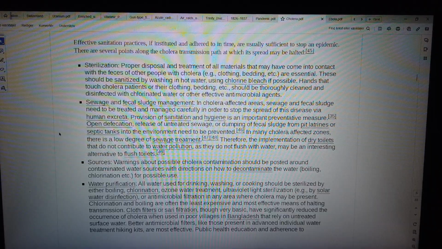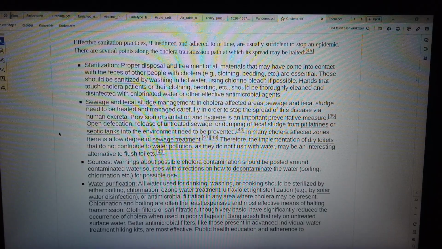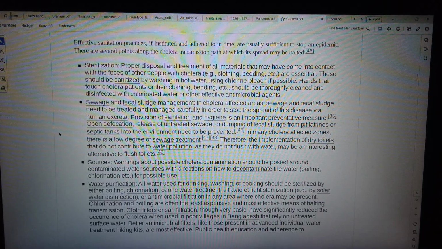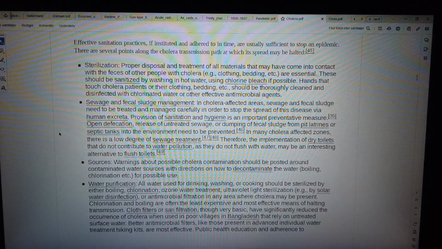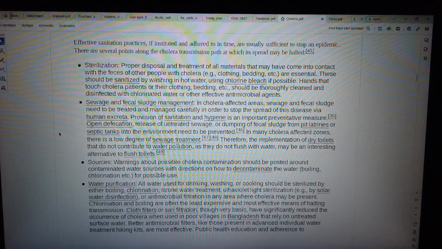Sewage and fecal sludge management. In cholera-affected areas, sewage and fecal sludge need to be treated and managed carefully in order to stop the spread of this disease via human excreta. Provision of sanitation and hygiene is an important preventative measure. Open defecation, release of untreated sewage, or dumping of fecal sludge from pit latrines or septic tanks into the environment need to be prevented.